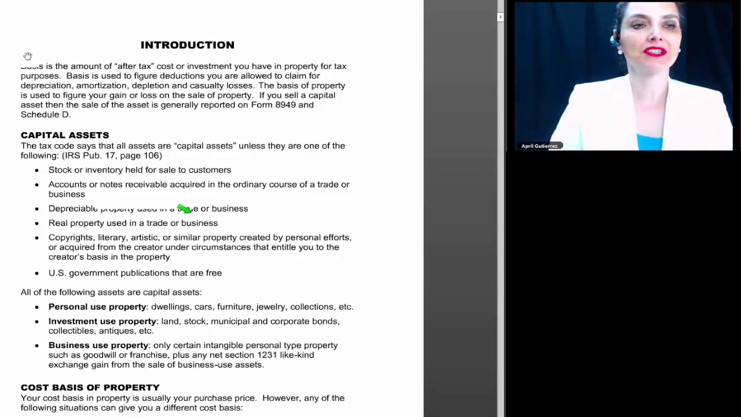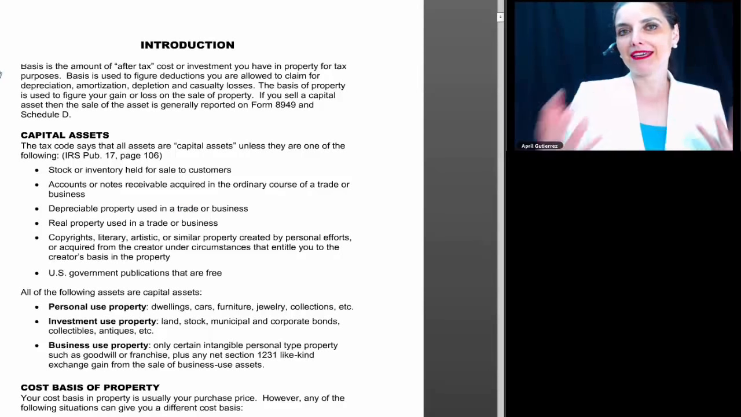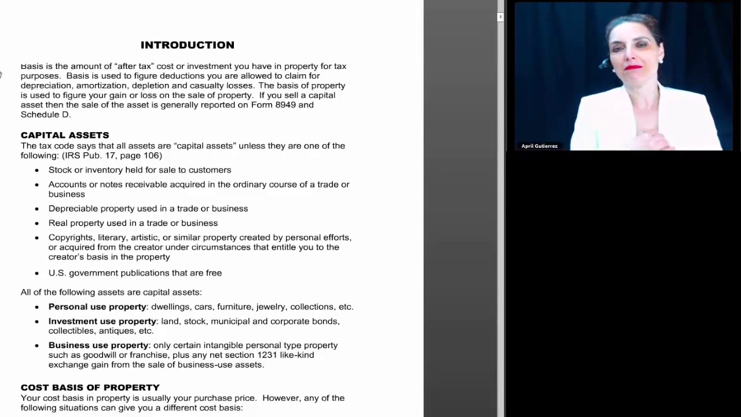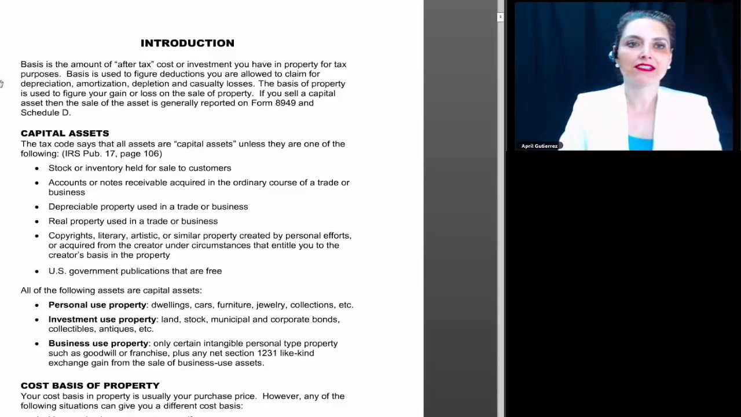And this is essentially a description of my own summation of the meaning of basis of assets. It's not like the IRS definition. It's just how I tend to think of it. Basis is the amount of after-tax cost or investment that you have in property for tax purposes. Basis is used to figure deductions you are allowed to claim for depreciation, amortization, depletion, and casualty losses. The basis of property is used to figure your gain or loss on the sale of property.